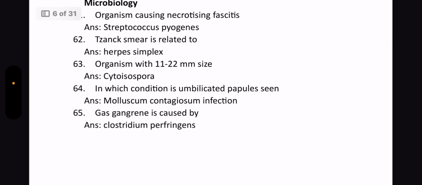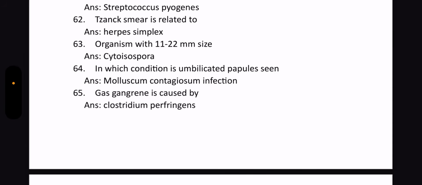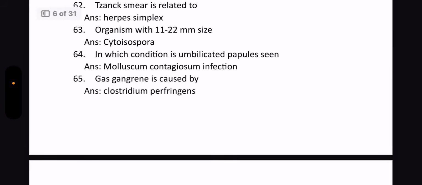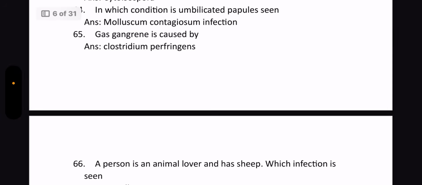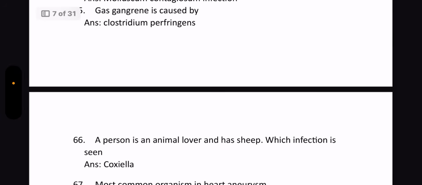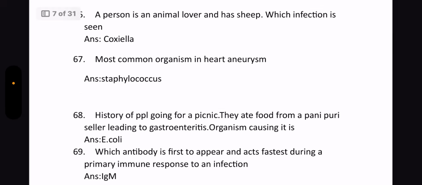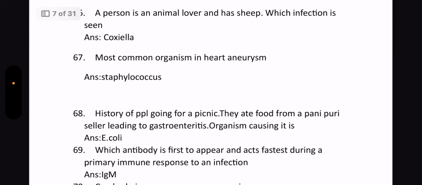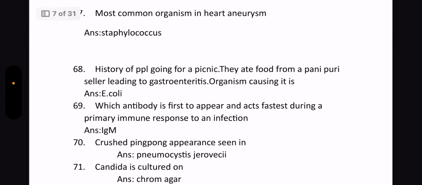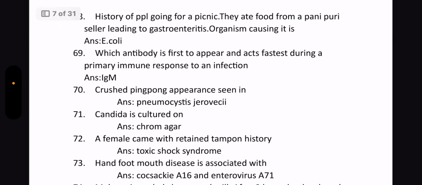Microbiology questions. Organism causing necrotizing fasciitis: Streptococcus pyogenes. Smear is related to: herpes simplex. So, organism with 11 to 22 mm size, Cystoisospora. Next, in which condition is umbilicated papule seen? Answer: molluscum contagiosum infection. Next, gas gangrene is caused by Clostridium perfringens. Next, a person is an animal lover and has sheep. Infection seen is Coxiella. Next, most common organism in heart aneurysm, Staphylococcus.